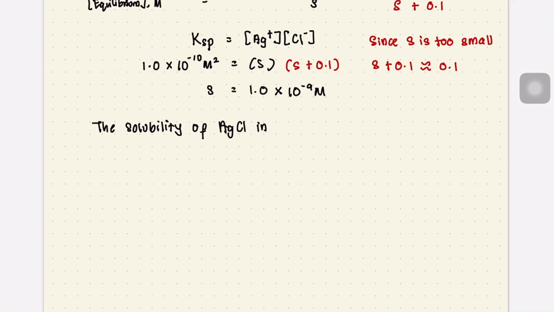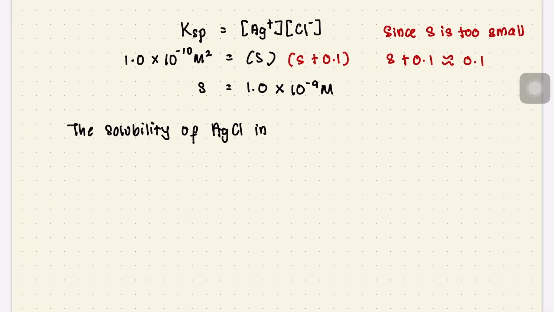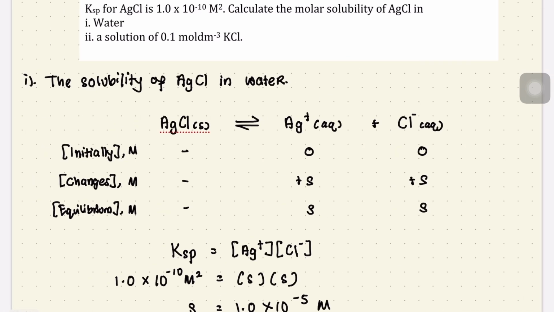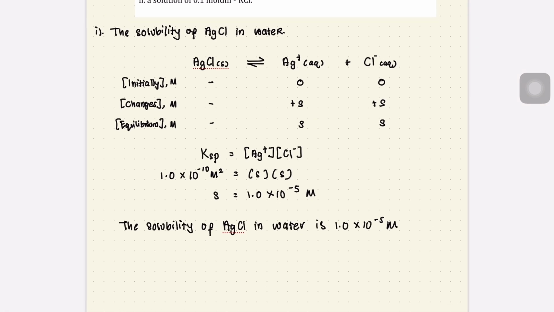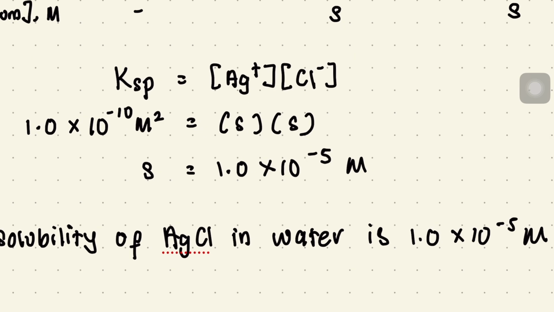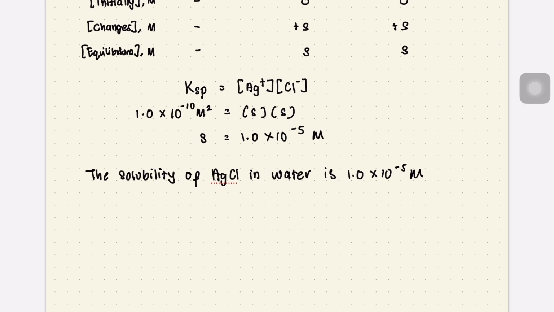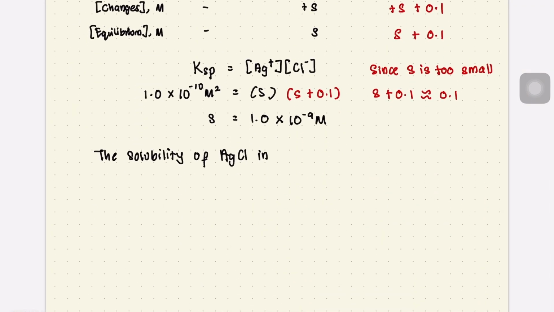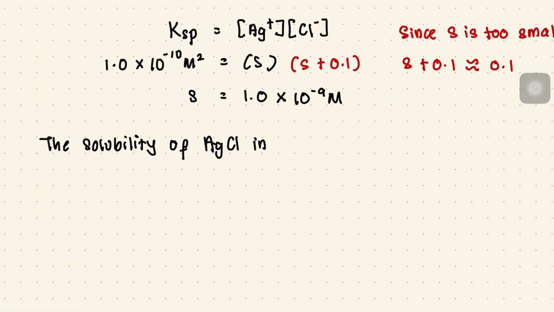There's a different value. For common ion, the solubility will be 1 exponent negative 9. But if you look at the one in water, the solubility is 1 exponent negative 5 molar. We'll compare about it later on, but let's complete our answer. The solubility of argentum chloride is 1 exponent negative 9 molar.